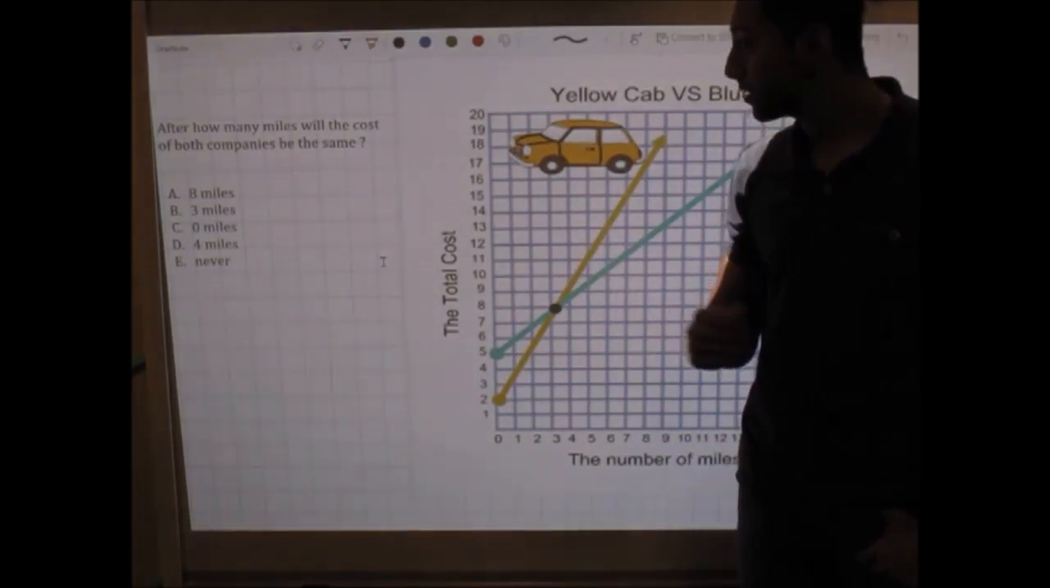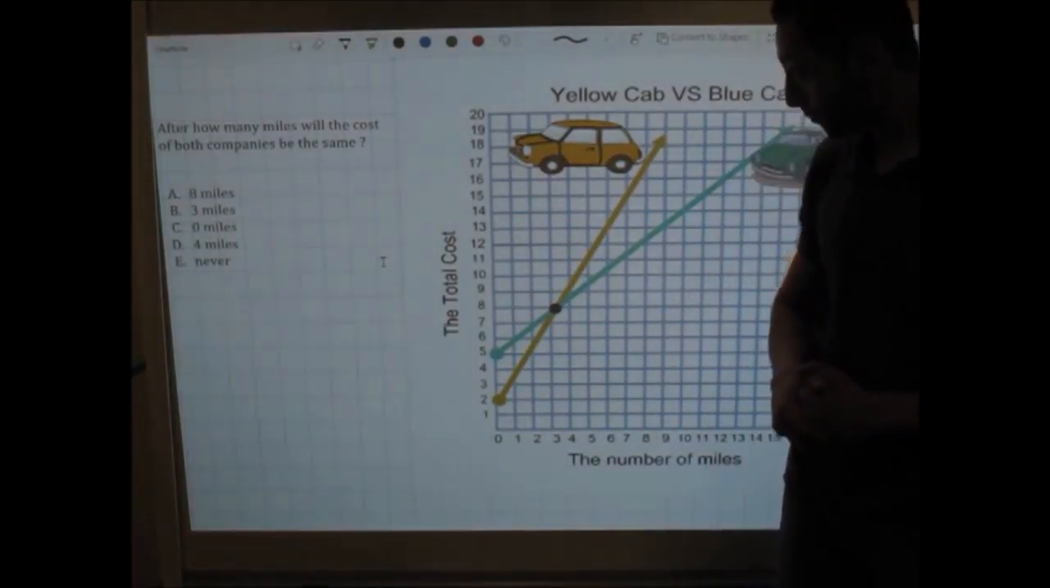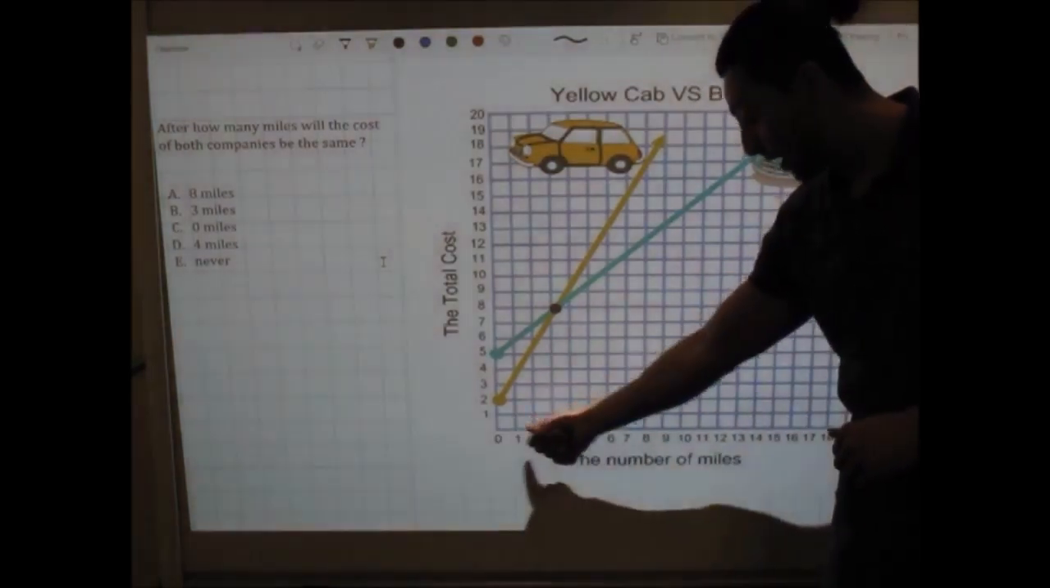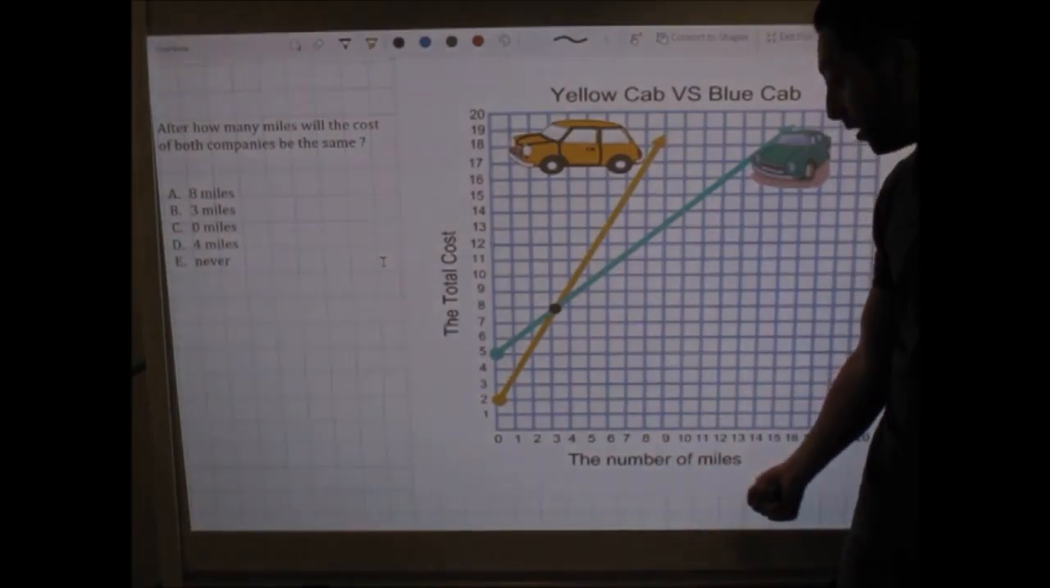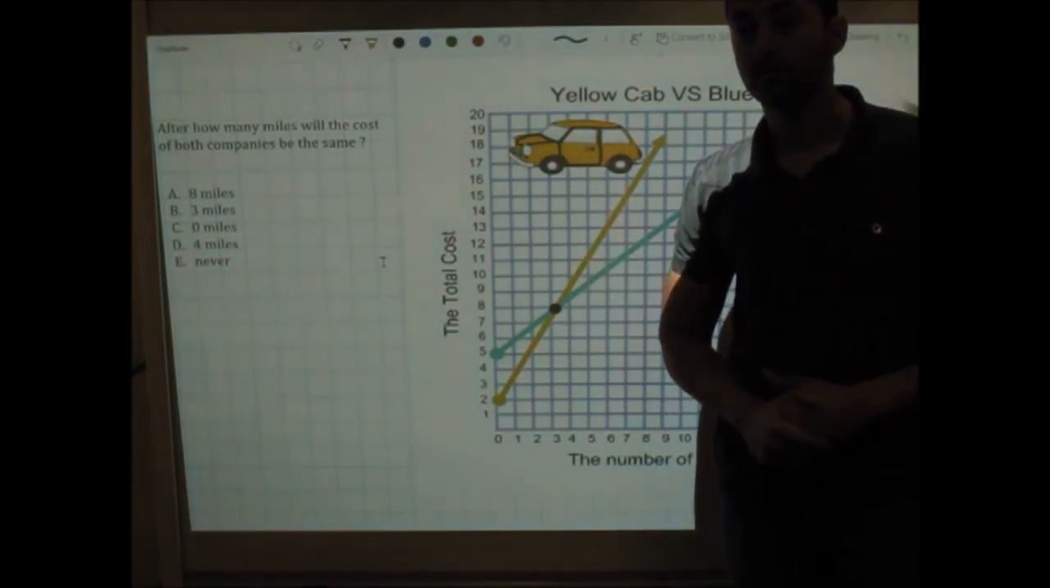And the question's asking us, after how many miles will the cost of both companies be the same? Since they're asking about the miles, I would put my focus here on the x-axis, which is representing the number of miles. So why don't you guys go ahead and give this a shot, and we'll go over it together.